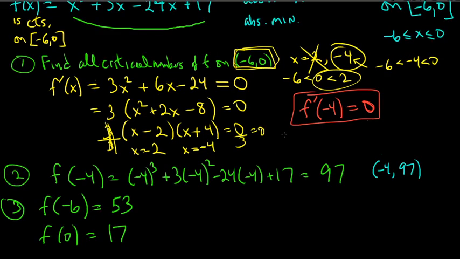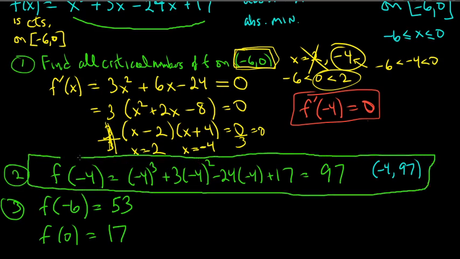Oh, and if there were no critical numbers, then there's nothing to do in step 2. If there's no critical numbers, or maybe there's a critical number, but it's, let's say, less than negative 6 or bigger than 0, then you don't do anything in step 2. You don't get any numbers there. You just skip to step 3.